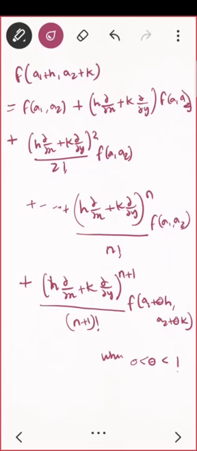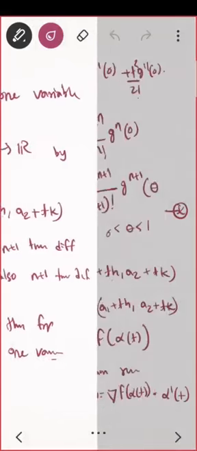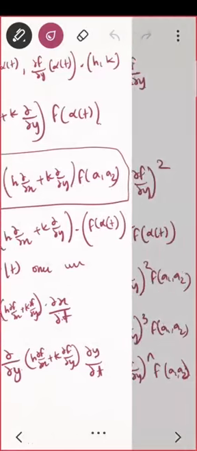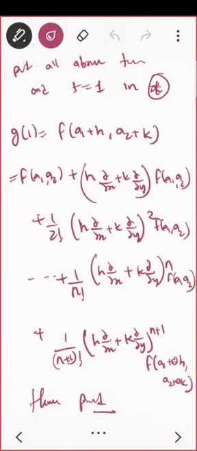This is called the Lagrange form of remainder. The remainder part, this part, is called the Lagrange form of remainder.